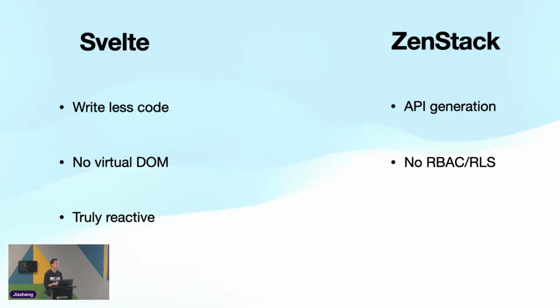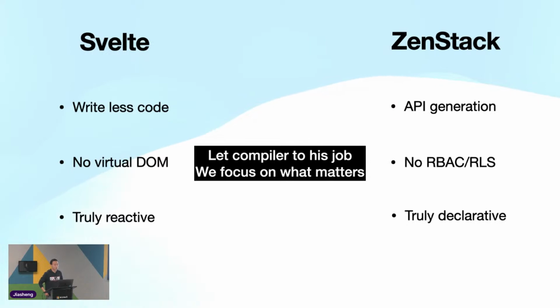So we just do that for you in the schema, so you don't need to worry about these things. And the last one is the truly declarative, because everything is just declared in the schema as you've seen before. So I'm thinking actually, under the hood, the reason why we have those common grounds is because we share one similar strategy to support this. That's why it's like the compiler does its job, so we will focus on what really matters.